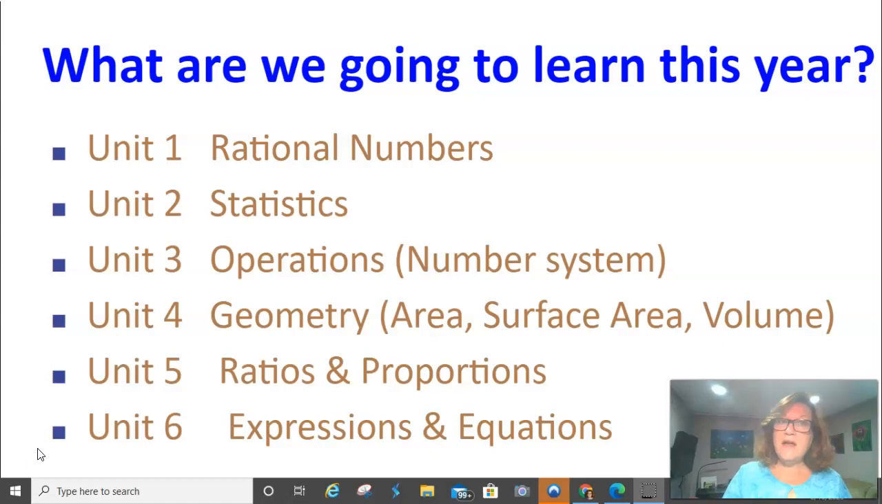Students are going to be finding the area of triangles, rectangles, parallelograms, trapezoids. They're also going to be finding surface area and volume for rectangular prisms. Unit 5 is Ratios and Proportions, and in 6th grade we focus mostly on ratios, introducing proportions, and then in 7th grade they focus more on proportions. Unit 6 is Expressions and Equations. This is our pre-algebra, algebra area. We're focusing on variables, coefficients, writing equations, solving equations, and getting students introduced more to algebra. So that is a summary of our year.